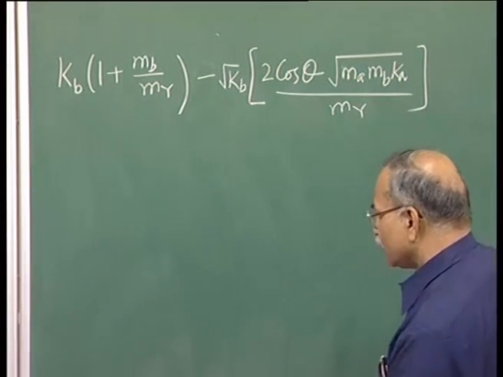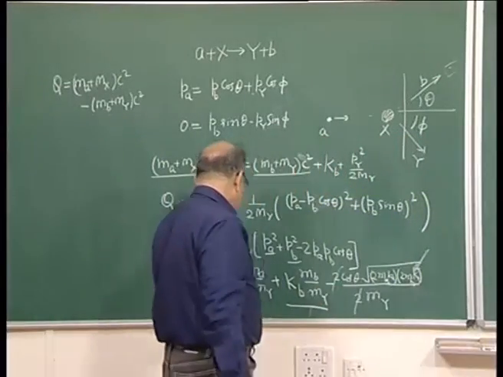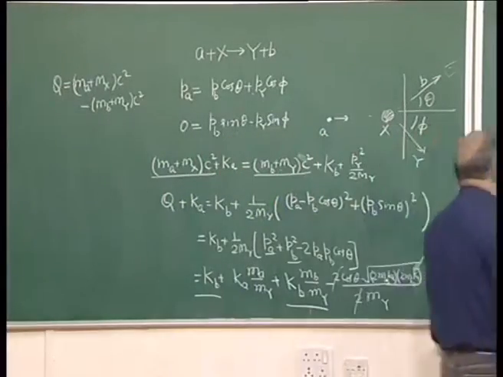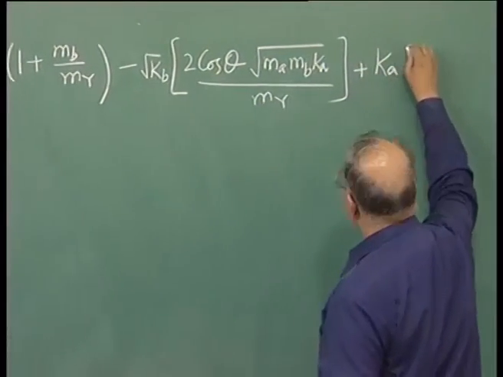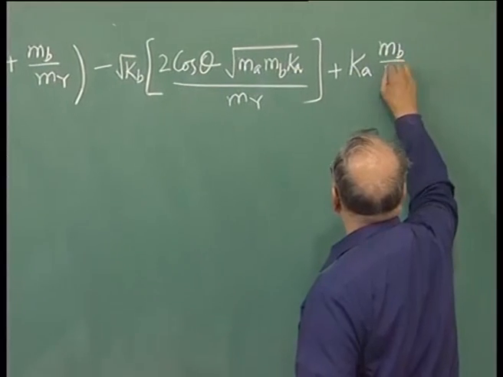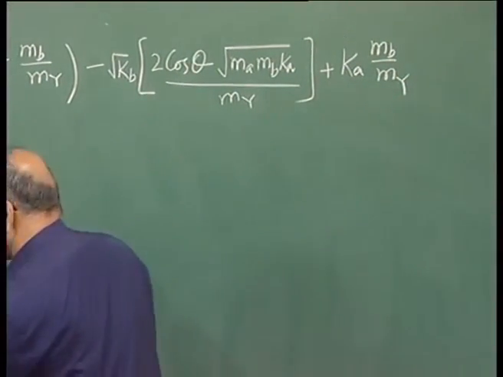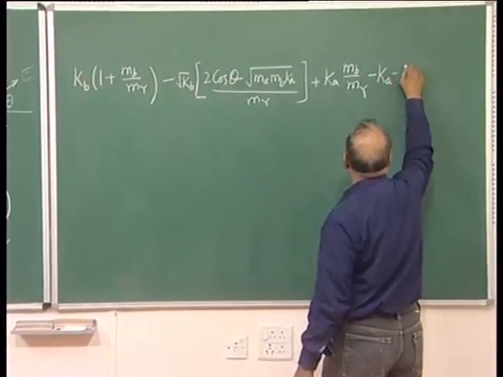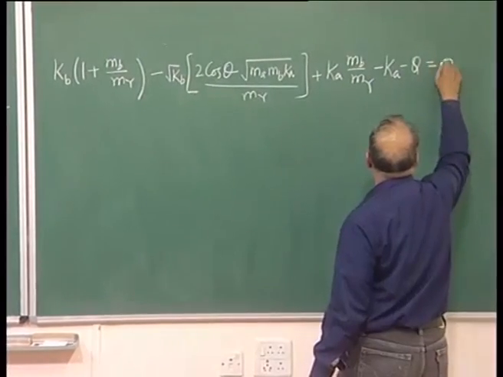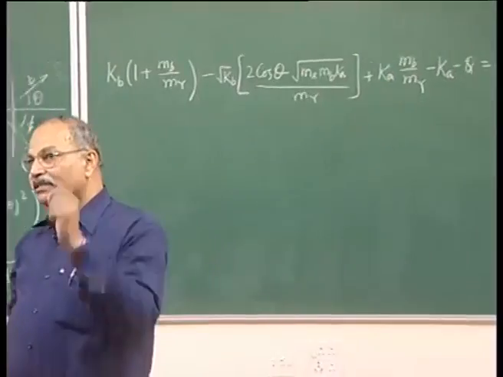Okay. And then what is left? So, we have written this, so plus ka times this. So, plus ka times mb by my, this is that this side, and minus q and minus ka, and minus q, this is equal to 0. I have not written excitation energy.